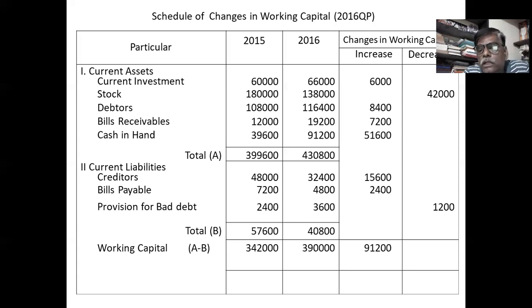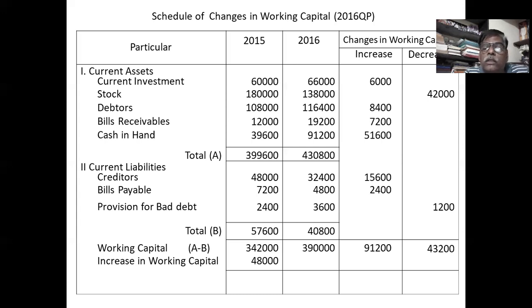Third column total is 91,200. Fourth column total is 43,200. Okay. So you take the difference of first and second column. That is called as increase in working capital. You record in the deficit column, difference is 48,000. So that 48,000 is called as increase in working capital.